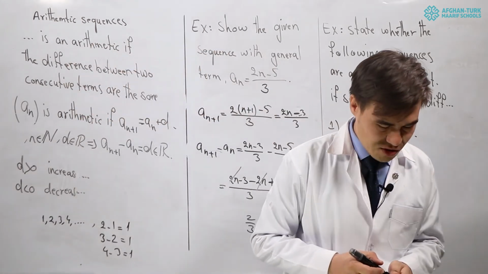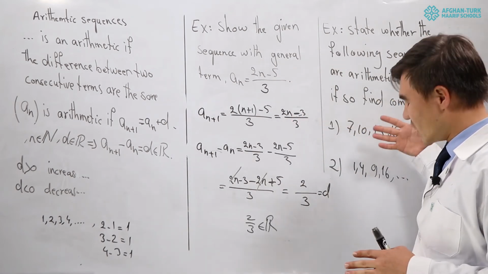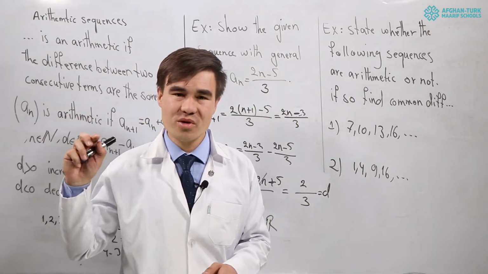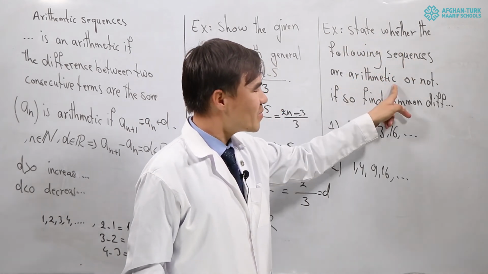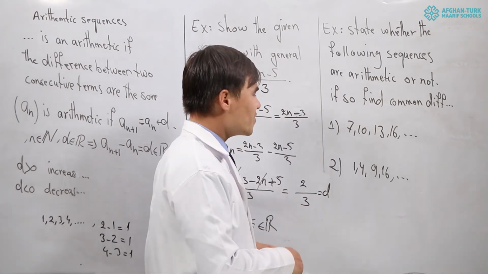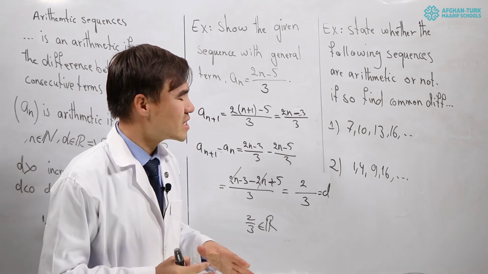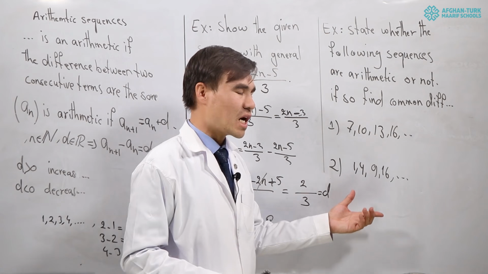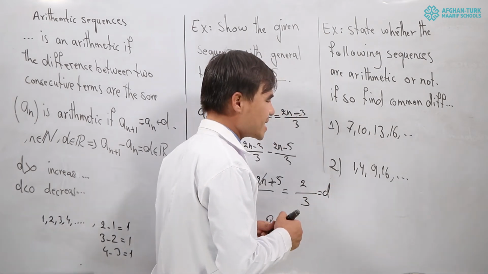Okay, let's check some other numerical sequences that are given to us. Do these examples show an arithmetic sequence or not? State whether the following sequences are arithmetic or not. If so, find the common difference. In an arithmetic sequence, the differences between the consecutive terms are equal to each other, the same.